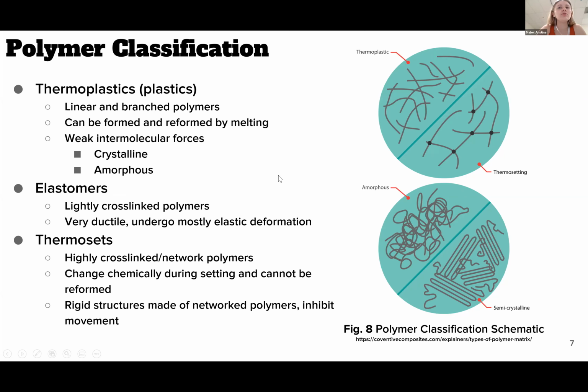And then elastomers are going to be very lightly cross-linked polymers. And because of that, they're going to be ductile and undergo mostly elastic deformation. And then you get into thermosets, which are those highly cross-linked or networked polymers. And so they're going to change chemically during the setting process or the cooling process. And so they can't be reformed. You can't melt down a thermoset again after it's been kind of set. And then again, they're going to have rigid structures, which is going to inhibit their movement.